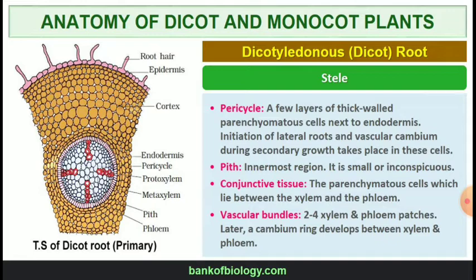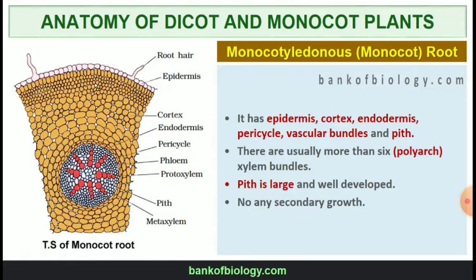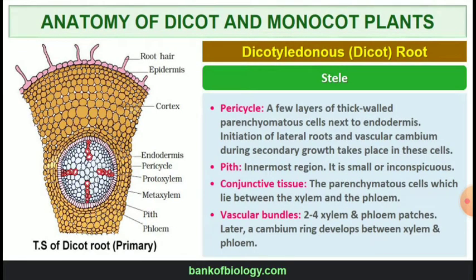Vascular bundles are present, with xylem and phloem patches, 2 to 4 in number. Later a cambial ring develops between the xylem and phloem. So you can observe that these are the radial type of vascular bundles, present 2 to 4 in number. This is about the dicot root.